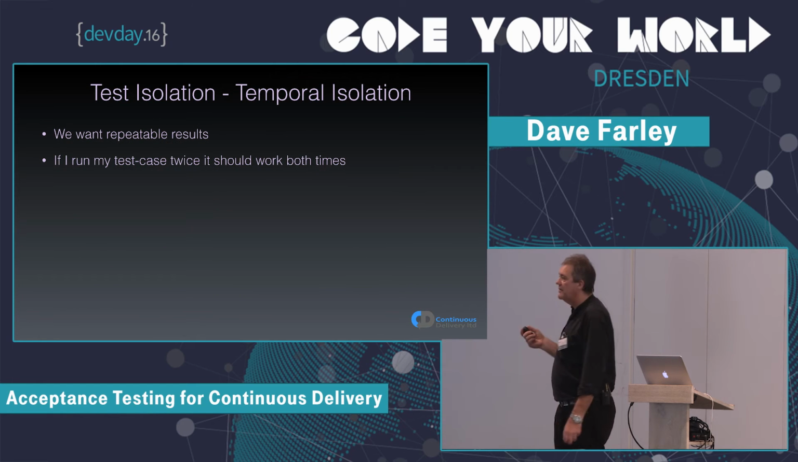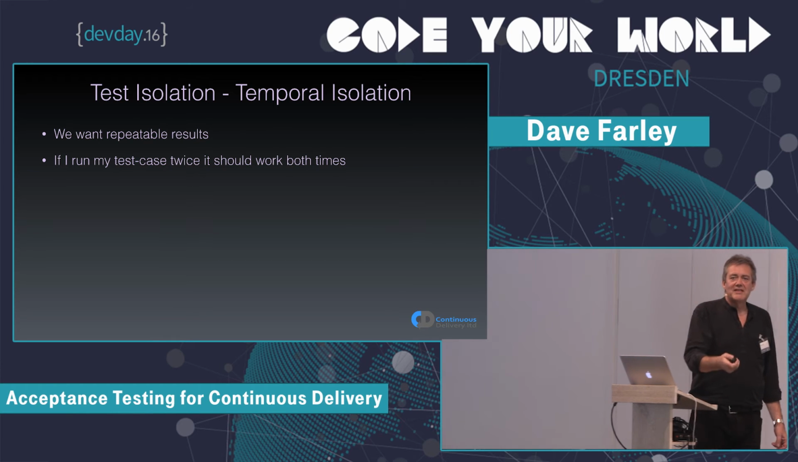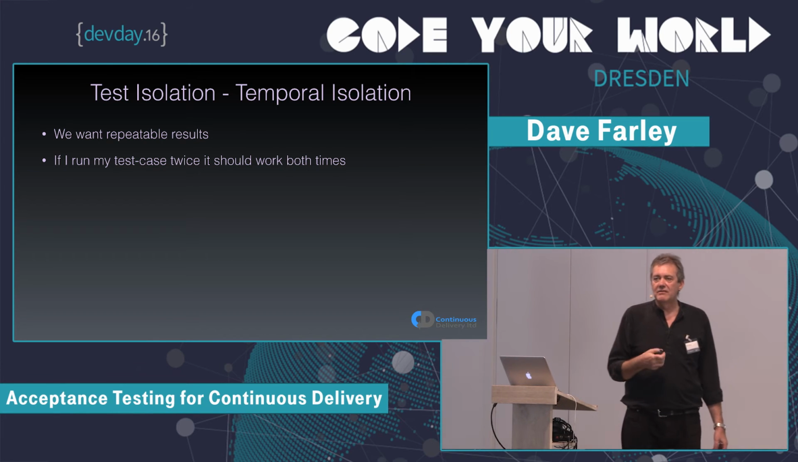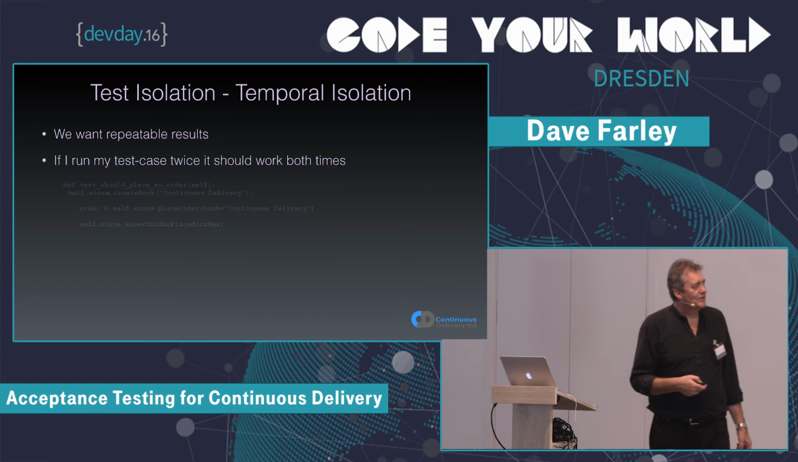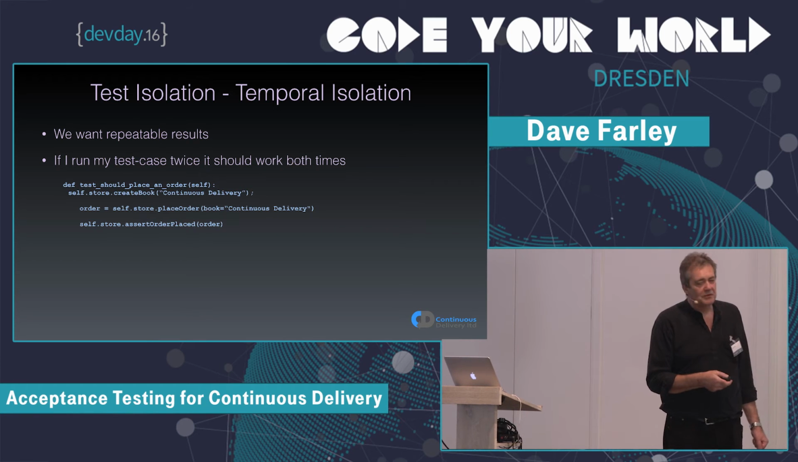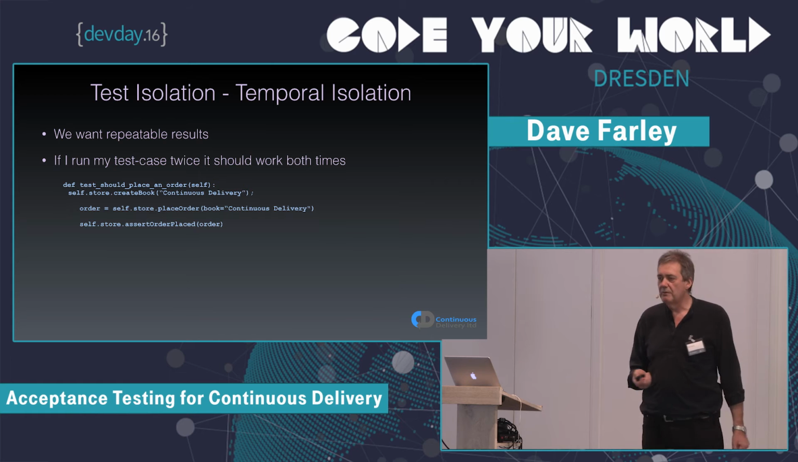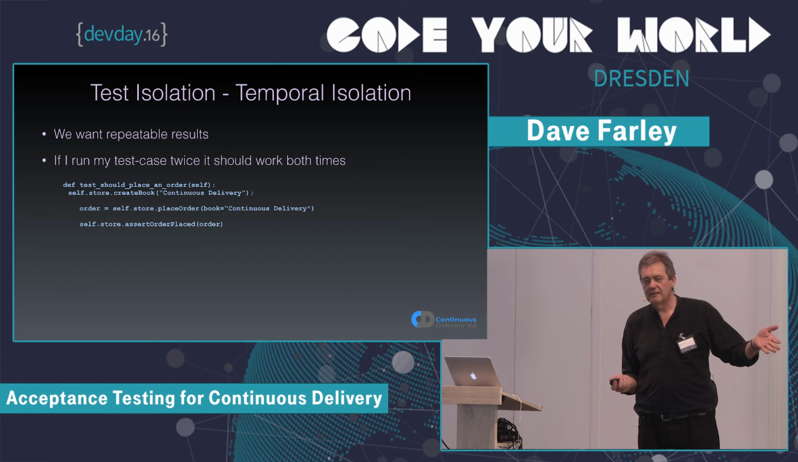So we also want repeatable results. We want to be able to run the test case and have it isolated from itself. So here's a cheesy example. Let's say I've got a store and I want to create a book called continuous delivery, and I'm going to place an order for the book and I'm going to assert that the order was placed. That's my test case, okay?